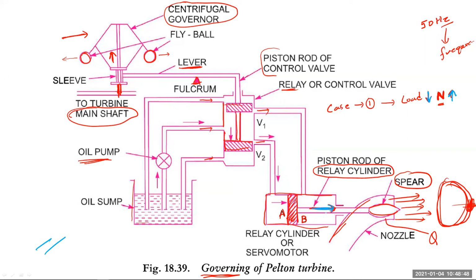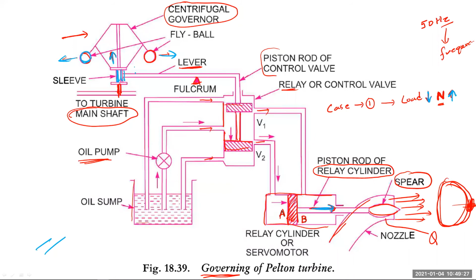So let's see how to do that. When the load on the generator decreases, the speed of the generator increases. This increases the speed of the turbine beyond the normal speed. This shaft is connected to your centrifugal governor, which is connected to the turbine main shaft. While rotating at an increasing speed, what will happen? The fly balls will try to move outward due to the centrifugal force, and due to the movement of the fly balls in the outward direction, this sleeve will move in the upward direction.